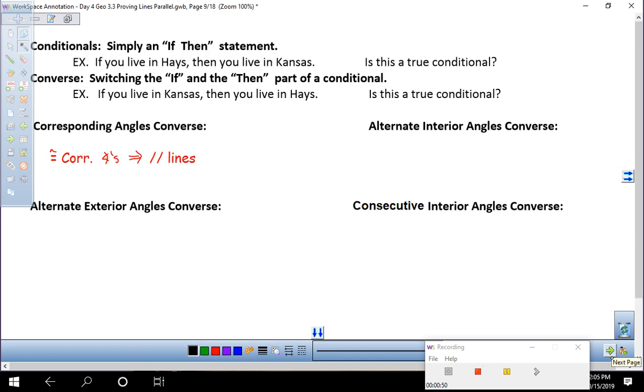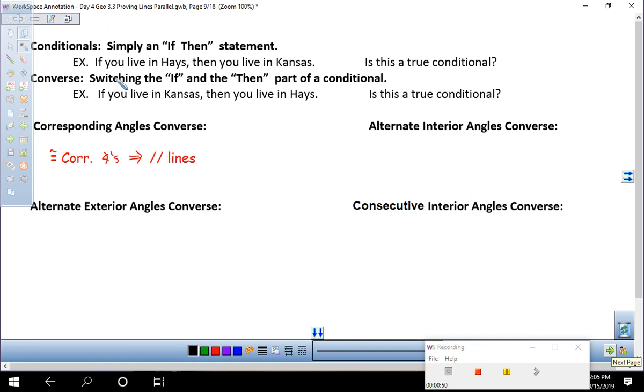Alright, so here at the beginning we've got conditionals and we've got a converse. So we need to know the difference between them. A conditional is just simply an if-then statement. An example of that: if you live in Hays, then you live in Kansas. Is this conditional? Yes. If you live in Hays, then yes, you have to live in Kansas.